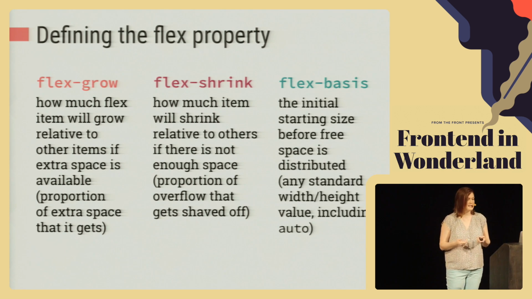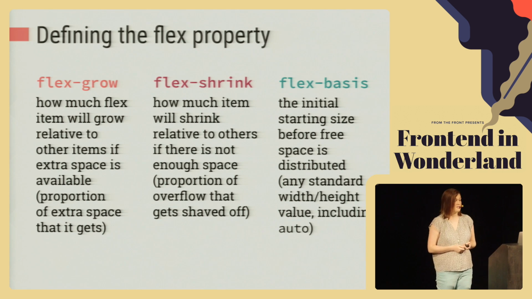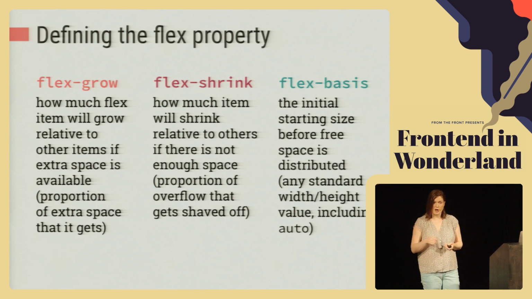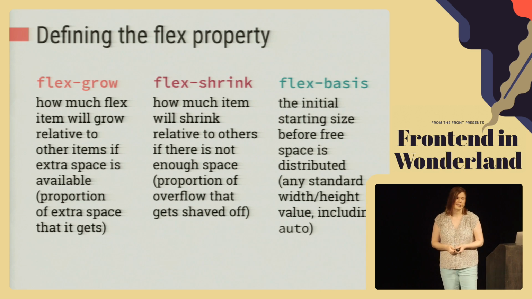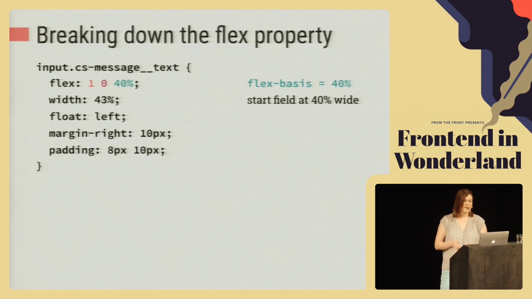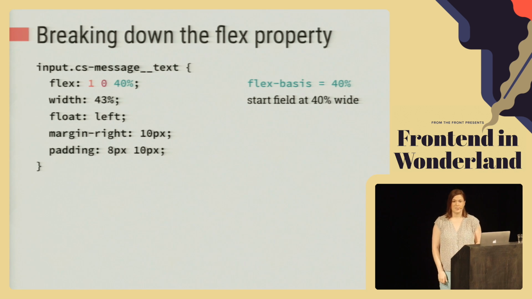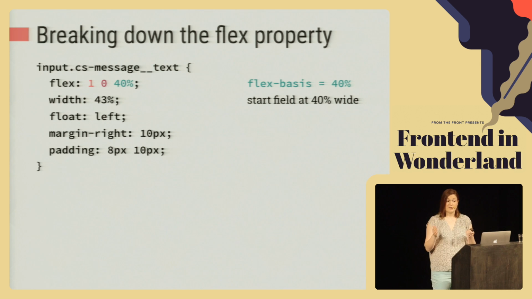Flex basis is the initial starting dimension before free space is added on or taken away from the item. And it's set to any standard width or height value, including auto, which basically sizes the item according to its native content size. So, for example, on the Booking.com customer service form, flex basis is set to 40%. And percentages work just the same way in Flexbox as outside of it. So each field will start out being 40% of the width of its parent.